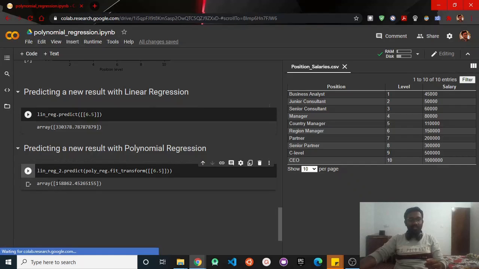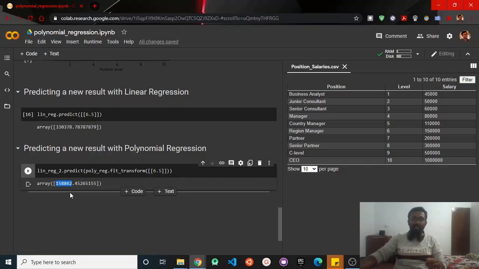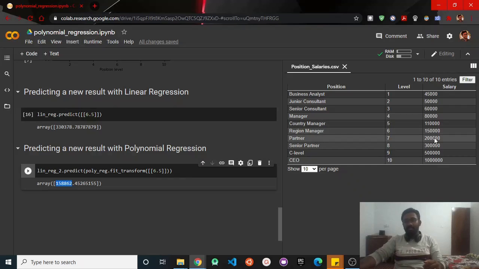In this we are getting 1,58,000 or 1,60,000, which is fair enough. He's between level 6 and 7, and he's getting a value between 1,50,000 and 2,00,000. So that is how you predict using polynomial regression.